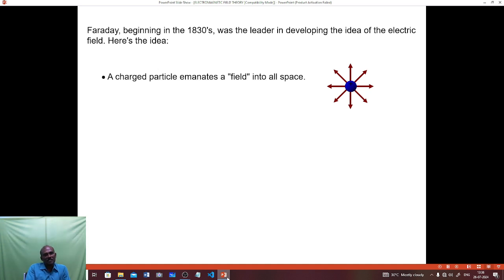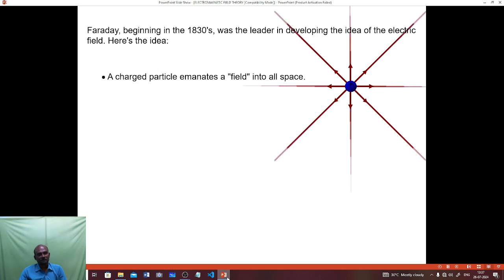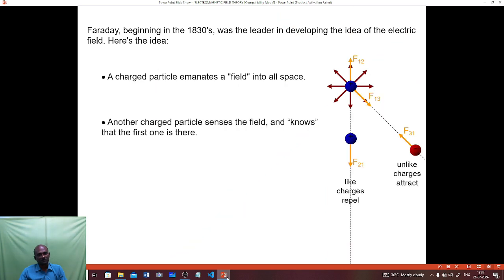Faraday, beginning in the 1830s, was the leader in developing the idea of the electric field. Here's the idea: a charged particle emanates a field into all space. Here a charged particle is colored blue. It is radiating the field into all space, emanating in all directions. Another charged particle senses the field and knows that the first one is there. So there is a force between any nearby charges.